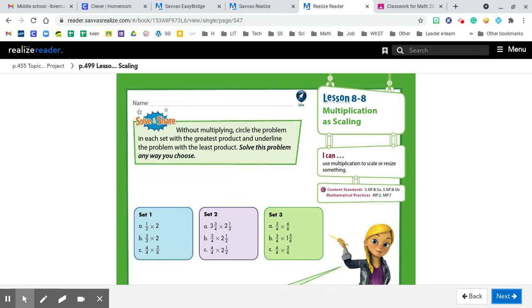All right, now we're doing multiplication as scaling. Without multiplying, circle the problem in each set with the greatest product and underline the problem with the least product. Solve the problem any way you choose. So let's think about what we're doing here.